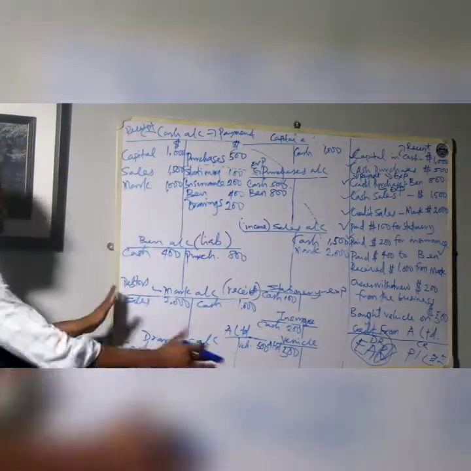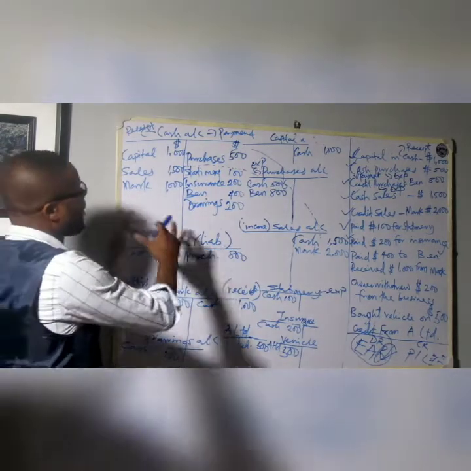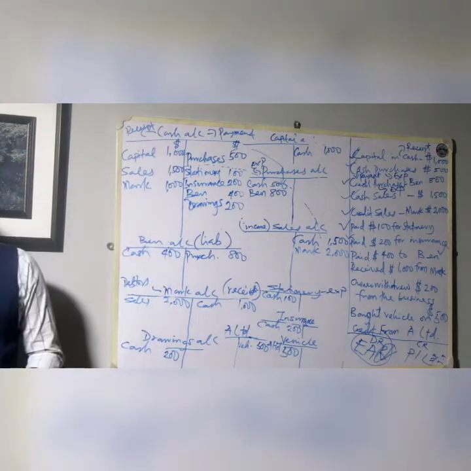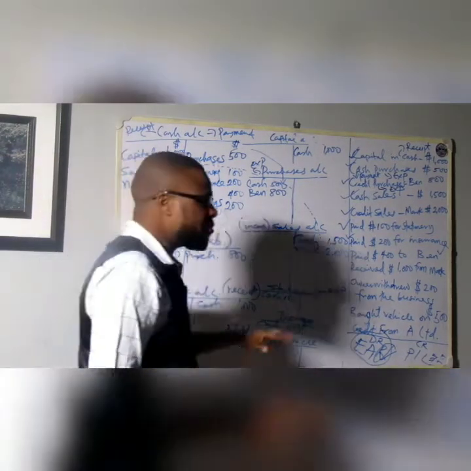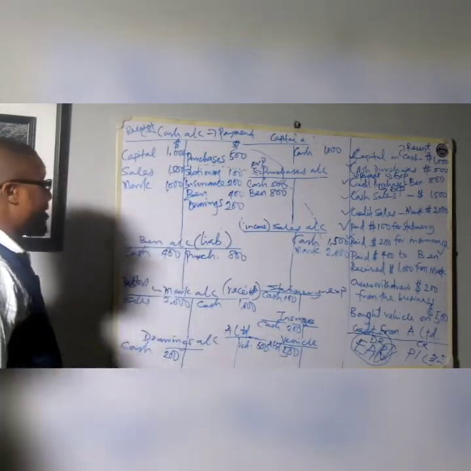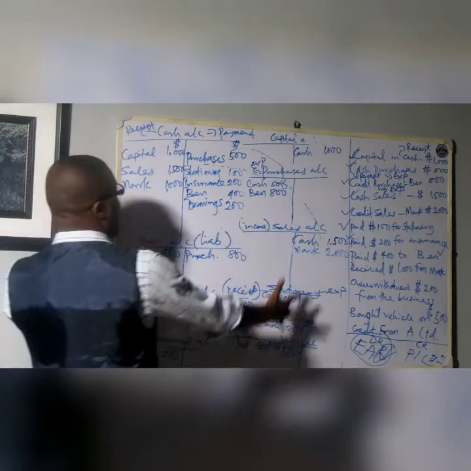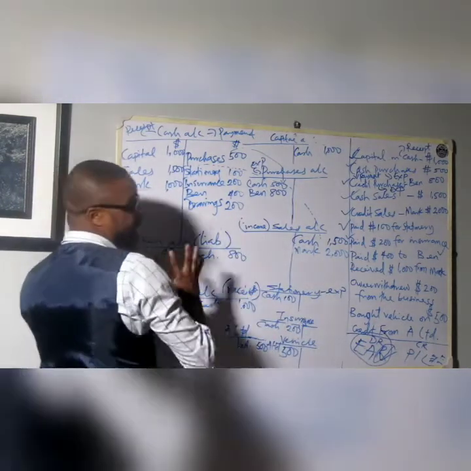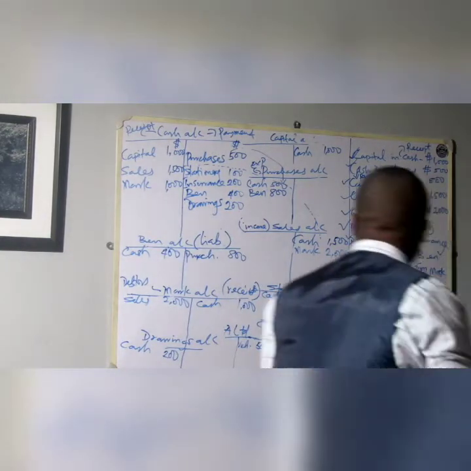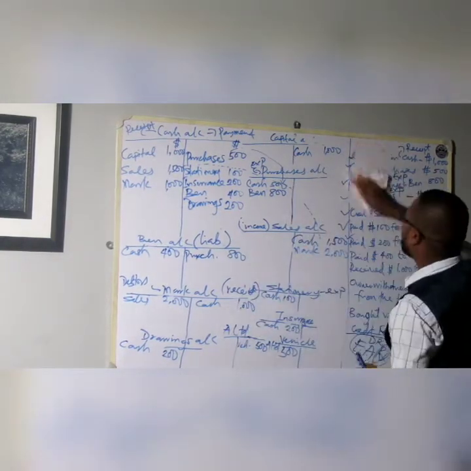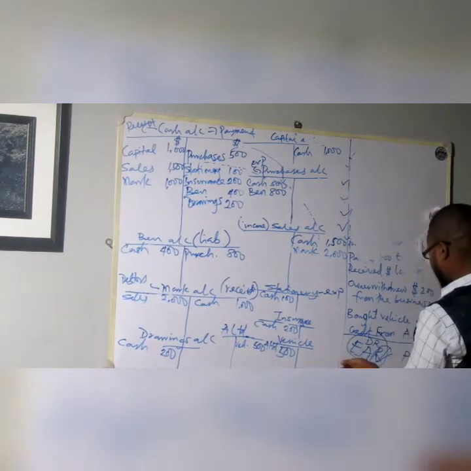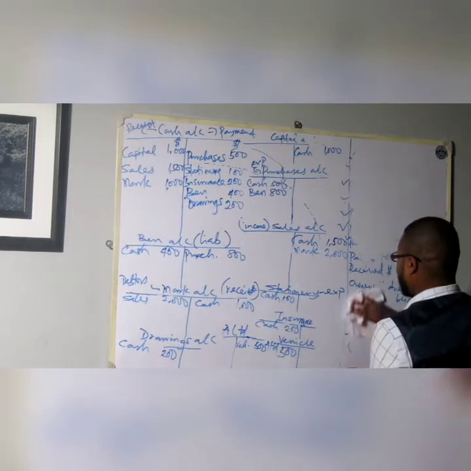So this way, I'm done with all my journal entries, I'm done with all my ledger accounting entries. The last thing I have to do at this point will be to create my trial balance at the end of the day and test whether all these postings that I've made in the ledger accounts are absolutely correct. So I'm going to have my trial balance on this side.